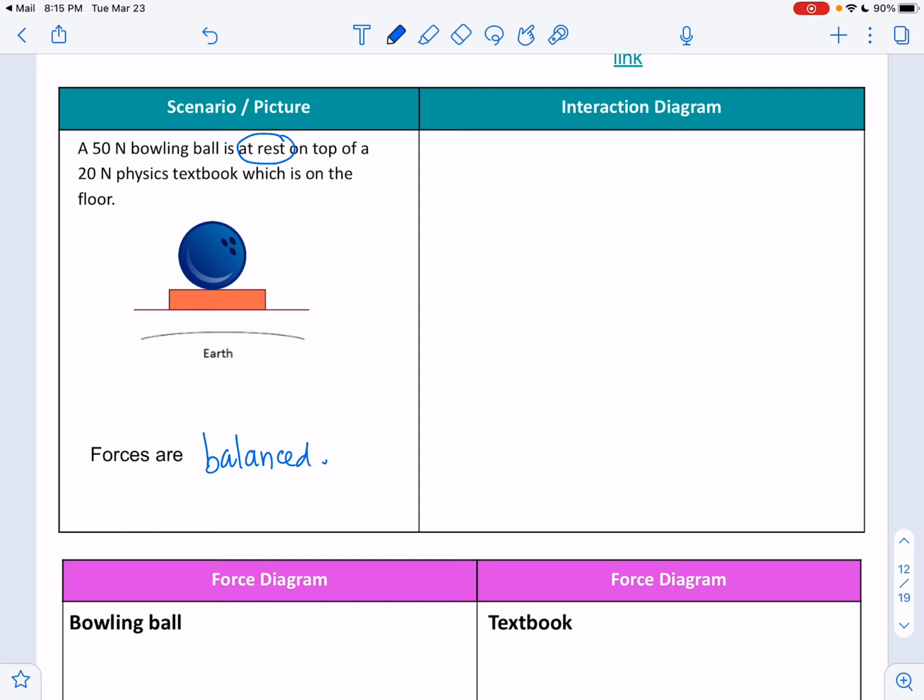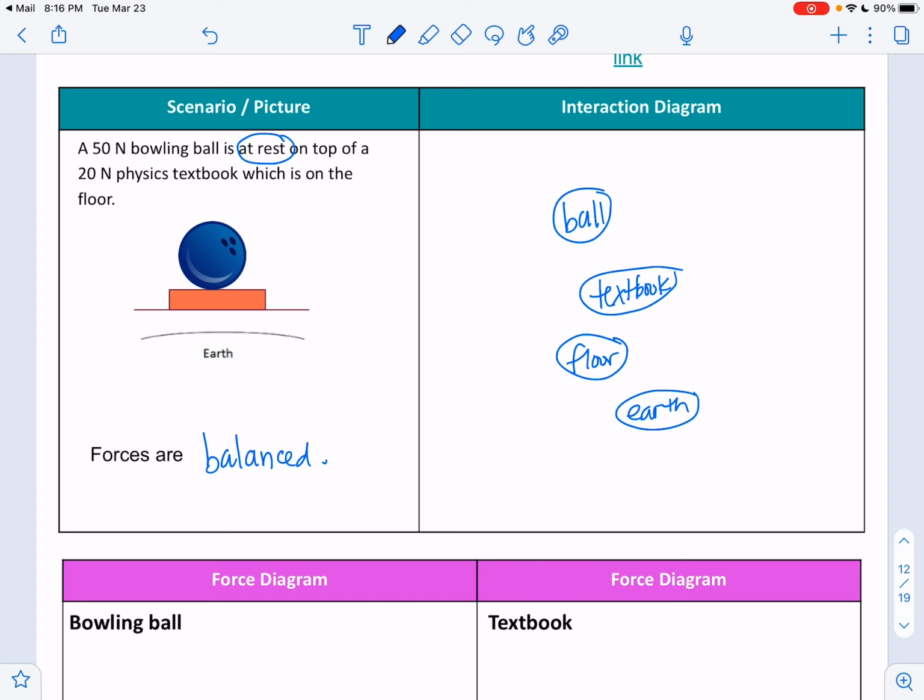All right, then we want to make an interaction diagram. So we have the ball, and I'm going to call this one textbook, because we don't want to use the same letter, since then the diagrams are going to get confusing with the labeling. Floor and the earth. So there's my 4 objects.